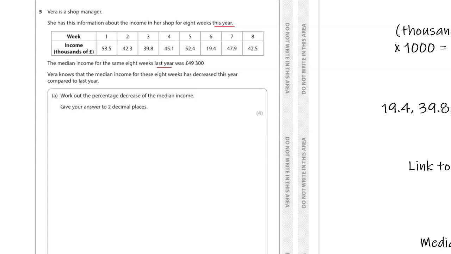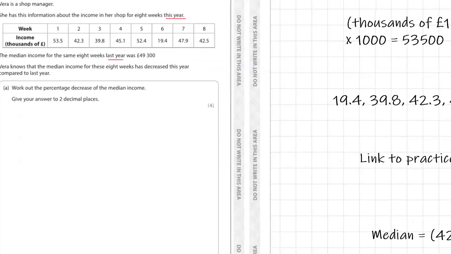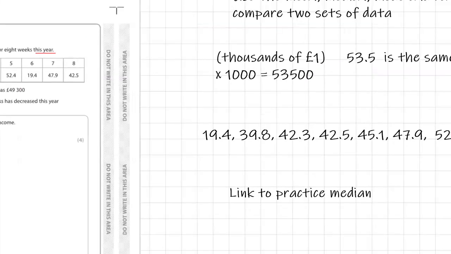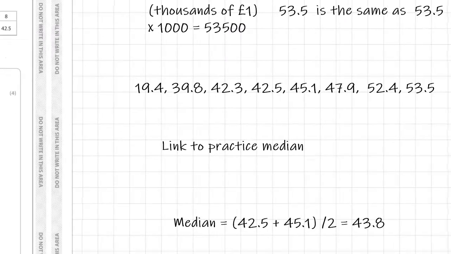Okay, so we've got information there to work out the question, but we need to add to that to answer the question. Work out the percentage decrease of the median income, give your answer to 2 decimal places. So what we do need to know is what the median is this year, because it's asking us to compare with last year. So we do need both figures. Okay, so median, a form of average, alongside mean, mode, and range.